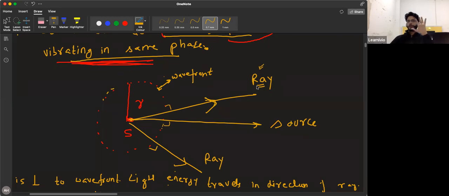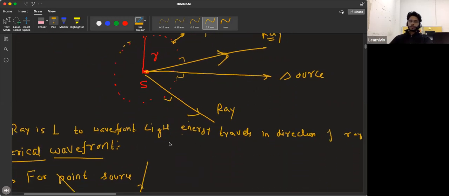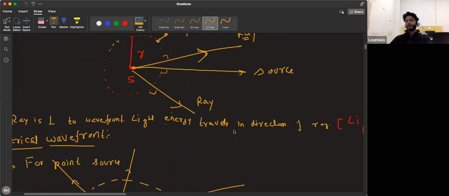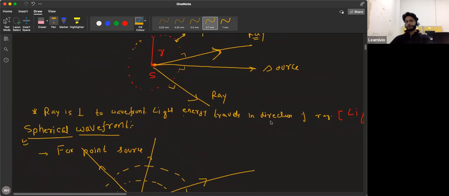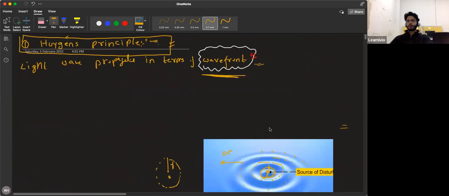I'm repeating again, if you have a wavefront and you want to draw a ray, you will draw a perpendicular on the wavefront. Perpendiculars on the wavefront are rays. Yes, they are going outwards. And remember, light energy travels in the direction of the ray. So this is the concept of wavefront.